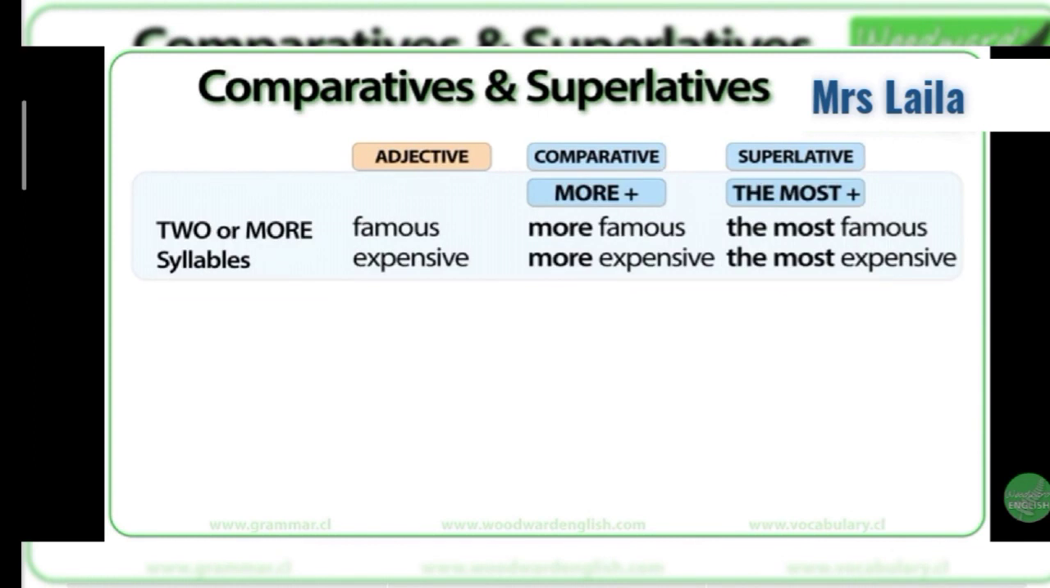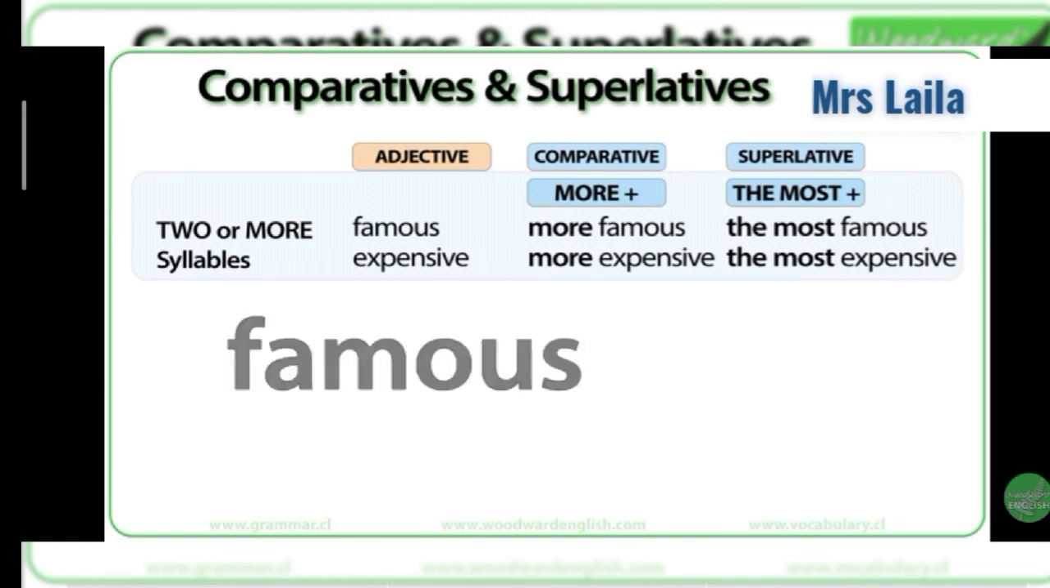When the adjective has two or more syllables, we don't add er to the adjective for the comparative, or est for the superlative. The adjective famous has two syllables, famous. So we don't add er to be famouser. No, it does not exist.